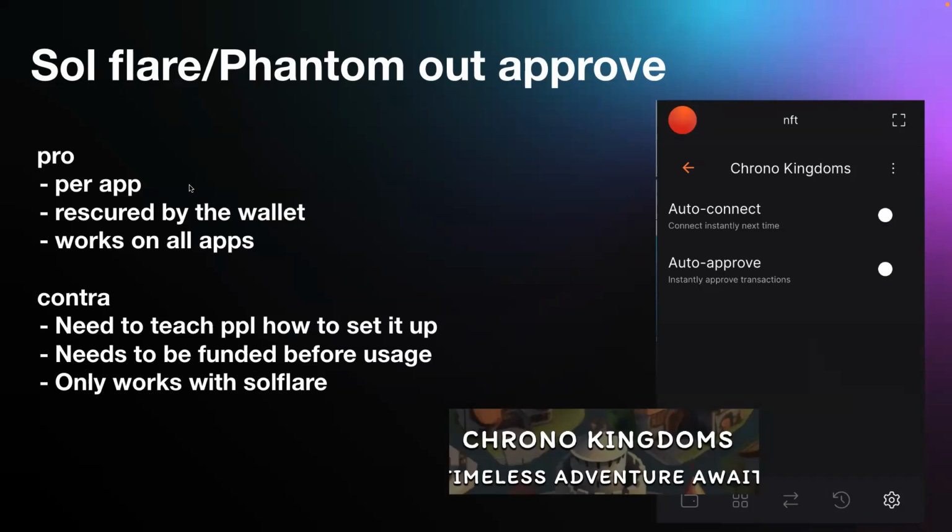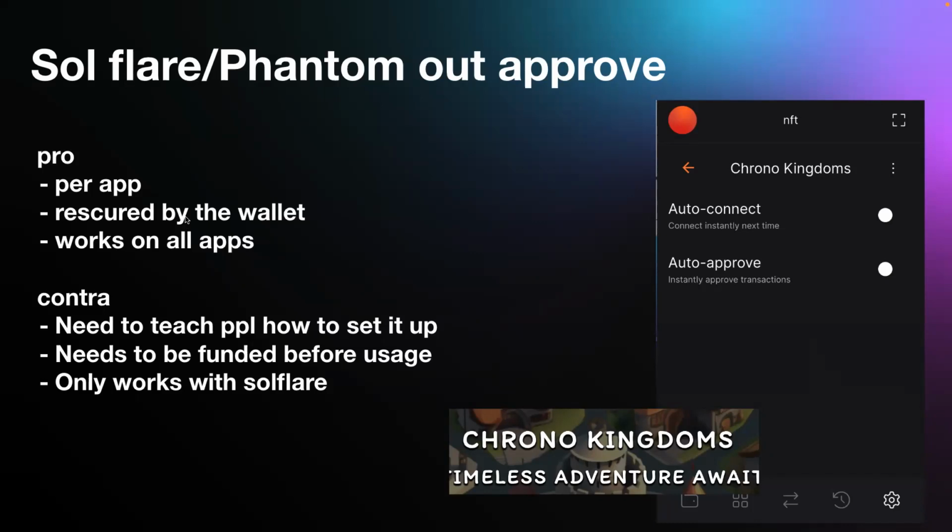The pros are it's secured by the wallet, so the wallet is safe in the browser extension. The wallet takes care of that. But the negative part is that you need to teach everyone how to use this, right? So someone comes to your app and you think, hey, just use auto approve, but then you need to teach people, hey, you need to first of all use Solflare or now Phantom. Then you need to create a burner wallet. Then you need to go to security settings, then to auto approve, and then click OK.